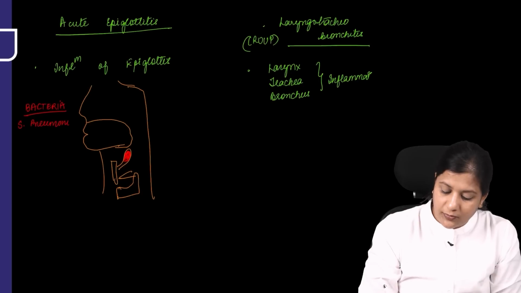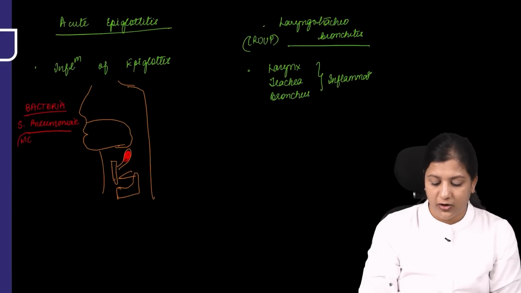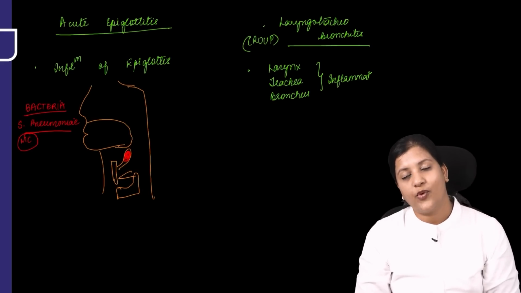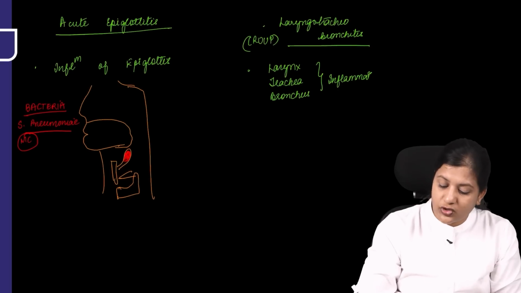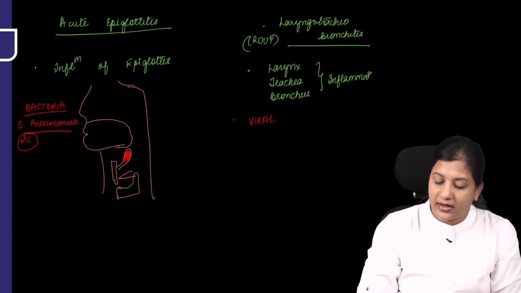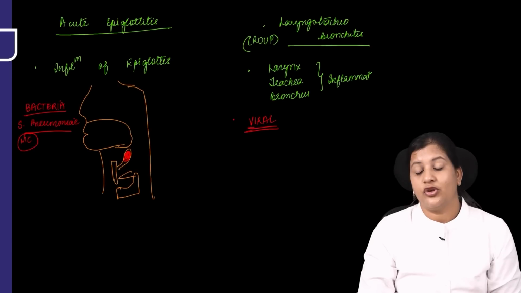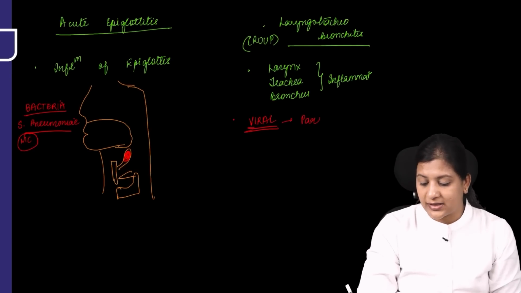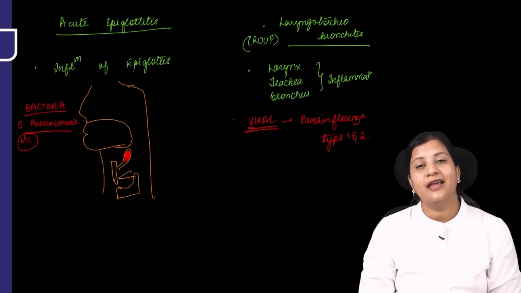So Streptococcus pneumonia in epiglottitis is the most common organism. Whereas Croup is a condition which infects the larynx, trachea, and the bronchus, which is usually not a bacterial infection, but it is a viral infection. So it invades the entire larynx, trachea, and bronchus. Usually it is a para-influenza type 1 and type 2. So para-influenza type 1 and 2 are responsible for causing Croup.